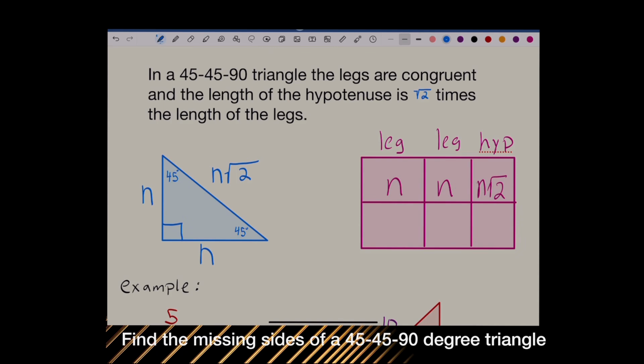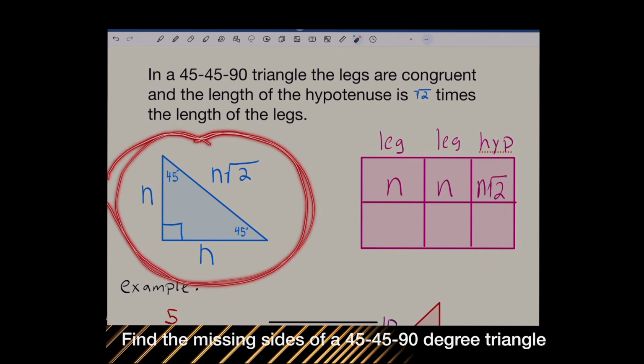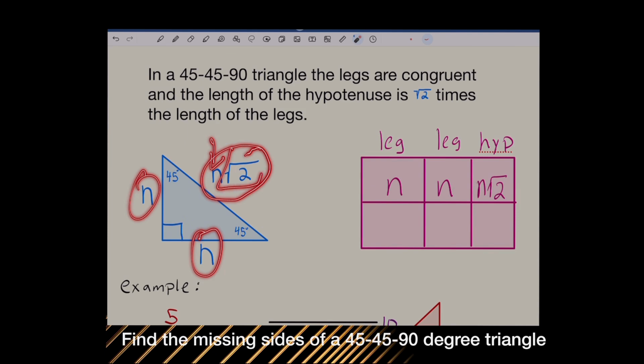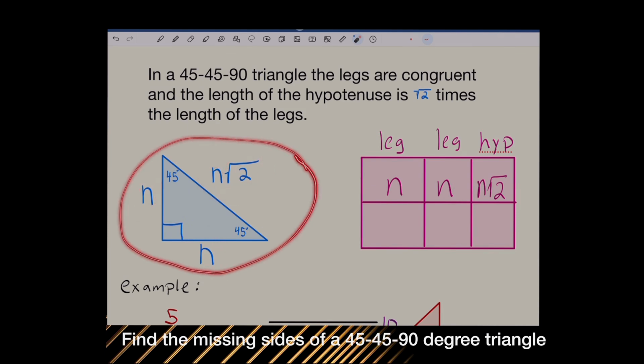Yeah, words make sense, but over here I've got the drawing of it. So if you're a visual type person, this picture says the same thing. The lengths of my legs are congruent. I labeled them both n and n. The length of the hypotenuse is the square root of 2 times the length of the leg. The leg was n, so that's n times the square root of 2. So if you're a visual person, this is going to help you out a ton.